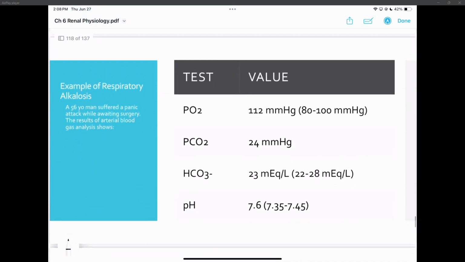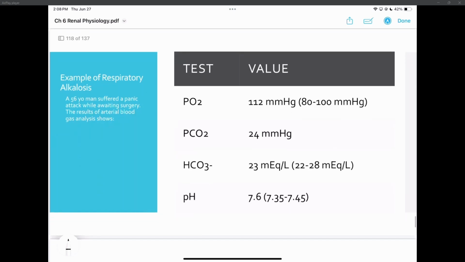So here's an example. A 56-year-old male suffered a panic attack while waiting for surgery. Here are the gas analysis, ABGs. So PO2, why is it so high? It's hyperventilating. So obviously you get more oxygen coming in, it's going to go up. Is it of any consequence to what we're doing with our metabolic and respiratory acid base? No, but it confirms, yes, they're breathing too much or breathing too little by what those PO2 values tell you. PCO2, normal or high? A little bit low, but not much, but I'll tell you what happens in a second.